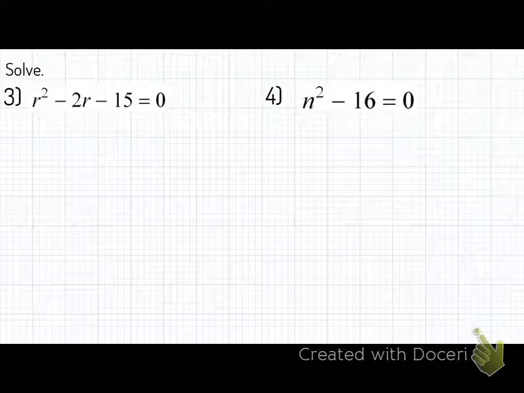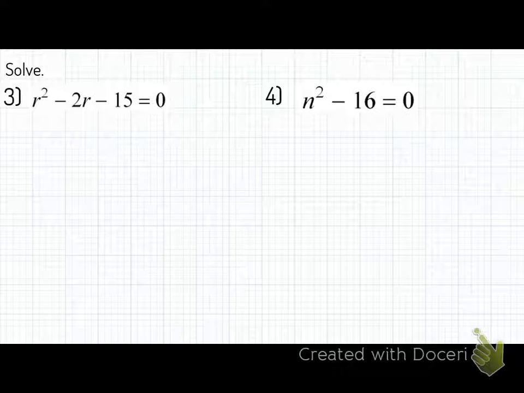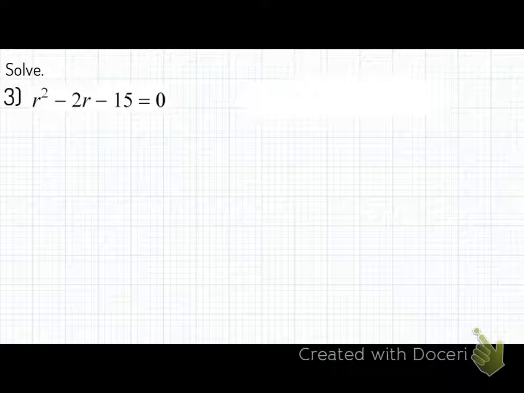Okay, let's do a couple of these. Let's do number 3, okay? In your groups, let's make this group work, discussing, working together on number 3, r squared minus 2r minus 15. I'll give you 2 minutes to find the solutions here.